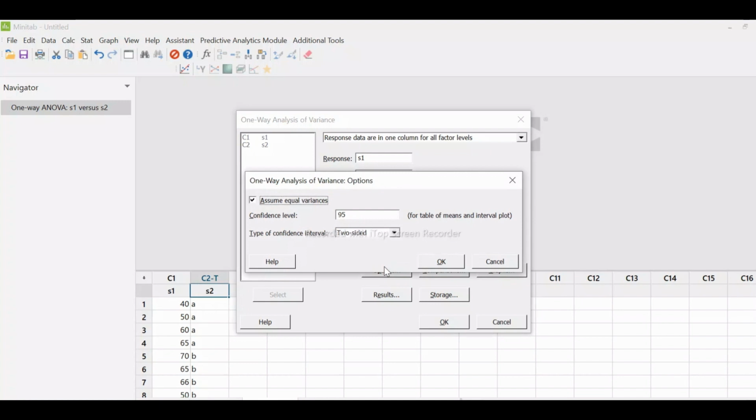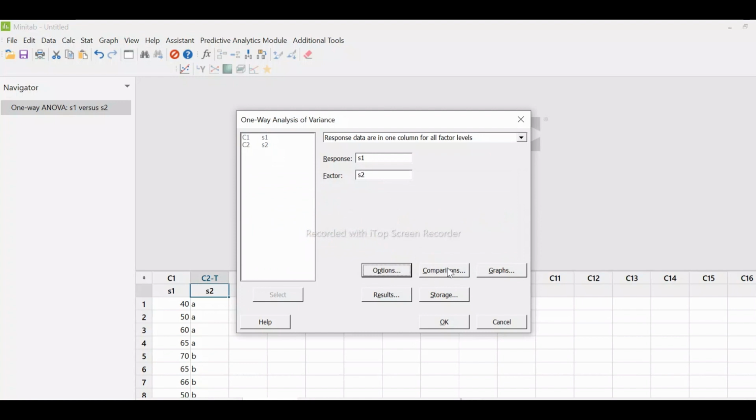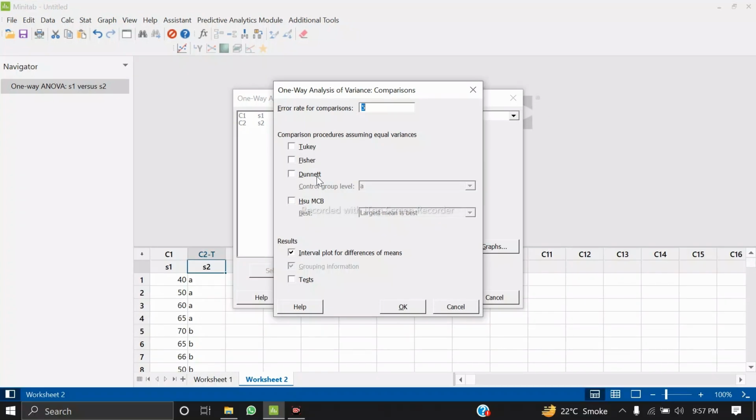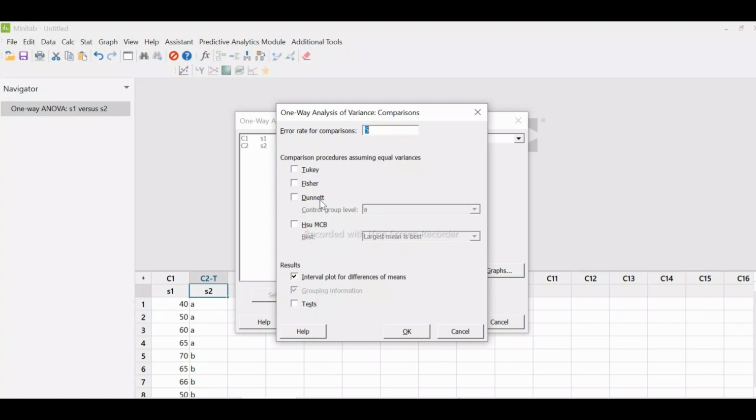In Options we have the assumption that all populations, all factors, have equal variances, and our confidence level is 95%, which is general, and the type of confidence interval is two-sided. Okay. Comparisons: this is used when H naught is rejected, then we use one of the tests, Tukey, Fisher and Dunnett, to check which factors' means are equal and which are different from each other. Since we are not at that stage, we skip it.